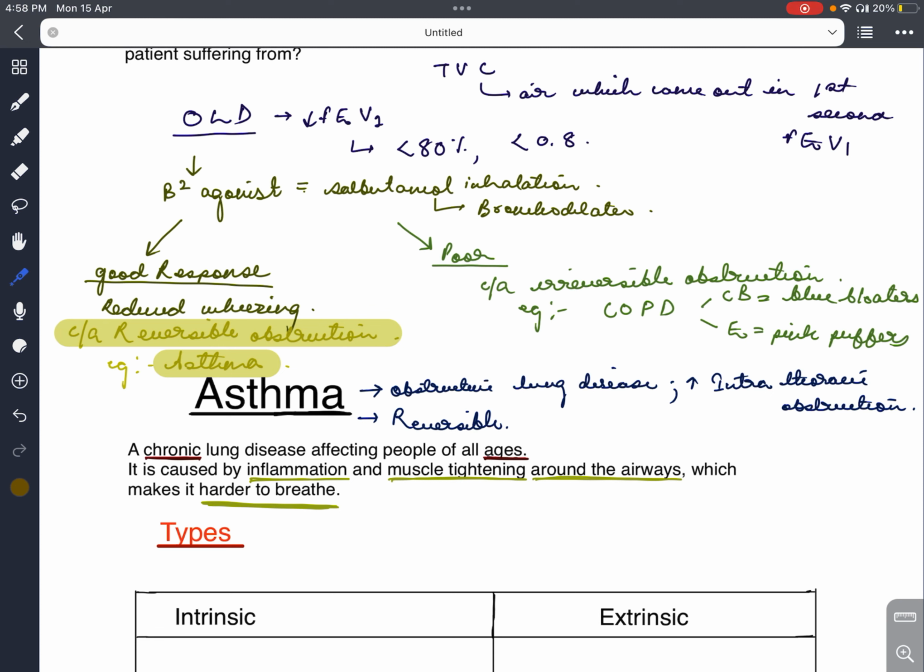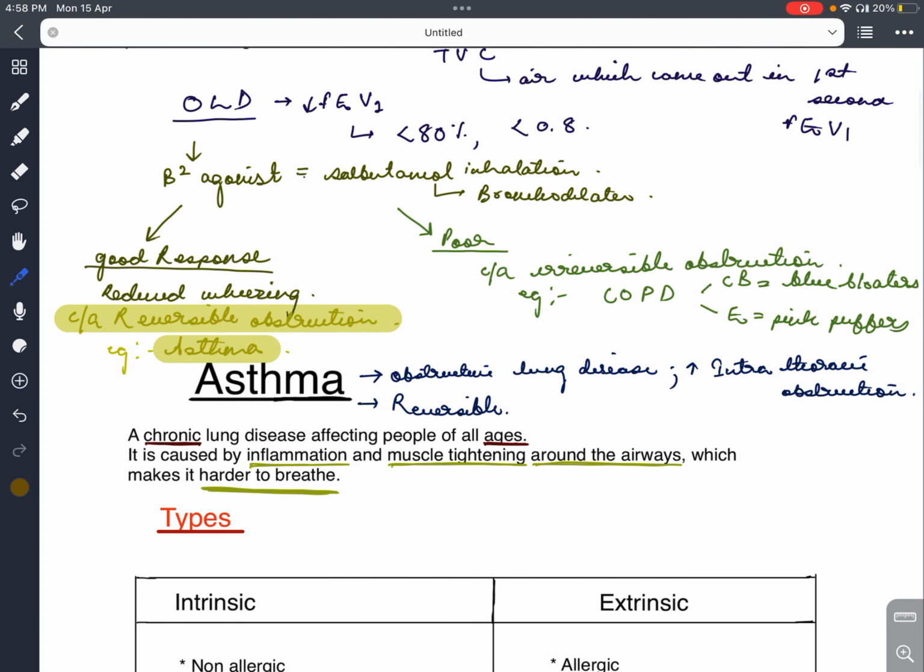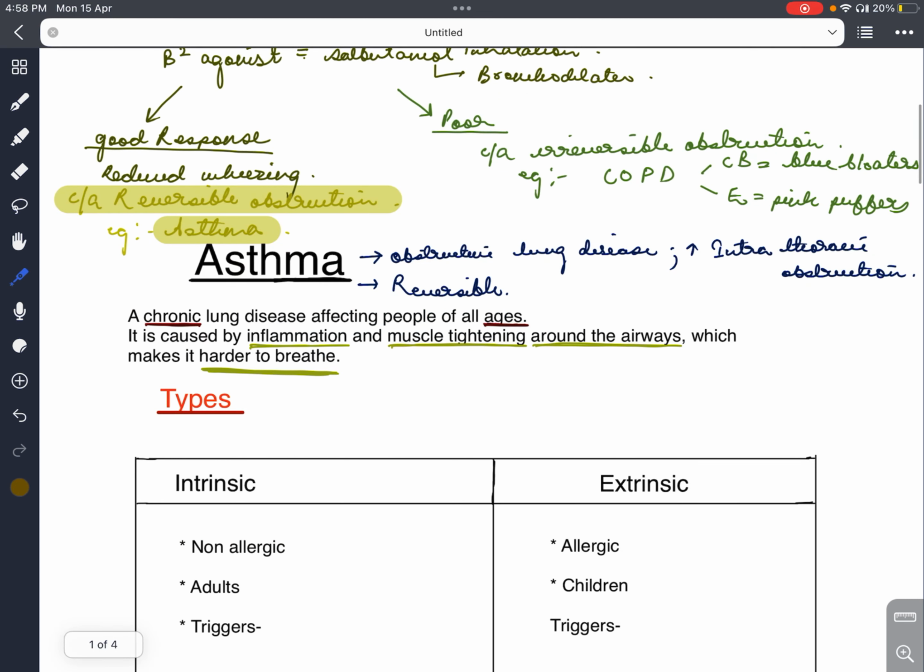We'll discuss about COPD in the next video. We'll discuss bronchitis and emphysema separately, so you will be able to understand why I am calling these patients as blue bloaters and pink puffers. I'll explain it separately. But today we'll focus only about asthma.